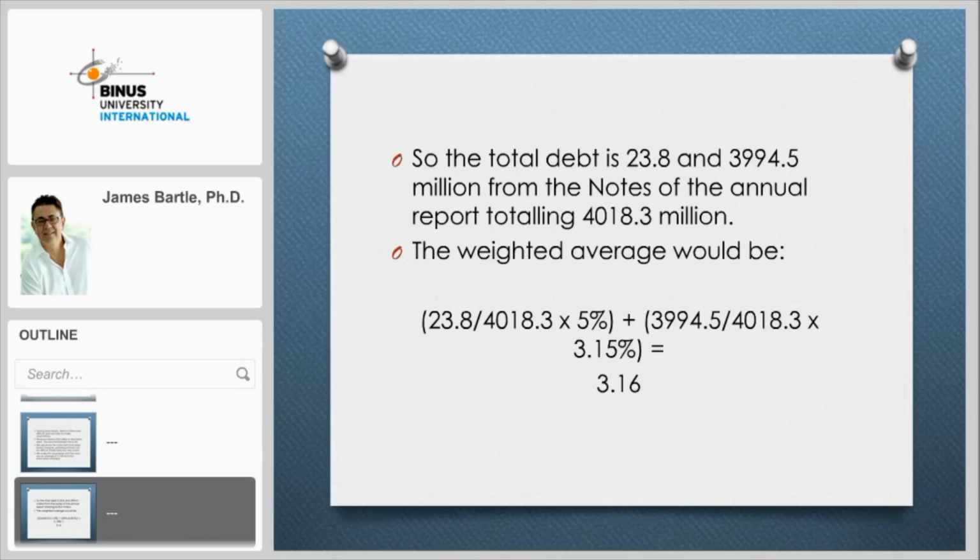So the weighted average would be 23.8 over 4 billion, almost 4 billion over 4 billion. So the majority of the debt, as we saw in the report, is long-term, which gives us a weighted average cost of debt, not equity, a weighted average cost of debt of 3.16%.